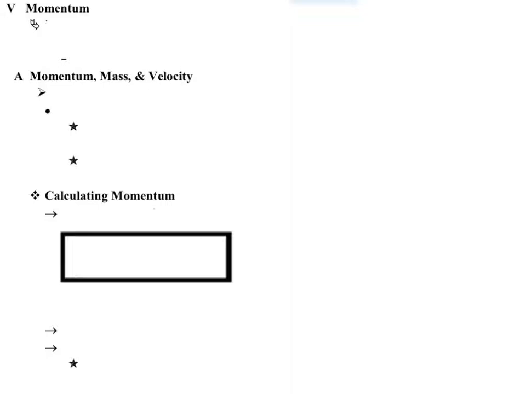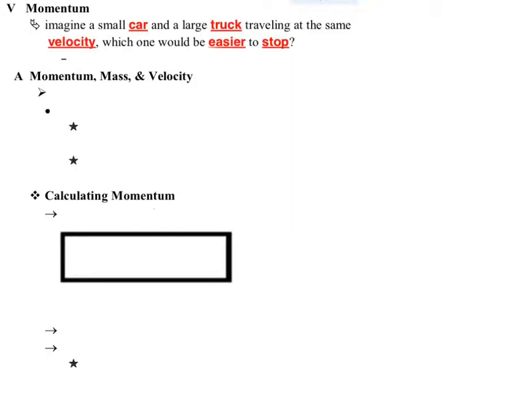Okay, the last topic in this unit is the idea of momentum. There's a question here in the notes. It says, imagine a small car and a large truck traveling at the same velocity. Which one would be easier to stop? Well, you can assume from the question that the small car has less mass than the large truck. It's kind of an obvious answer, that the small car would be easier to stop than the large truck if they're going at the same velocity. And that's our answer, probably the small car, and this is because of this thing called momentum.